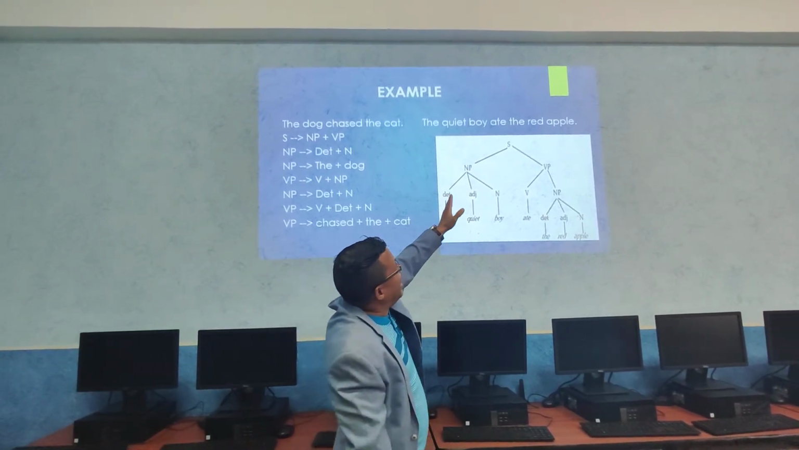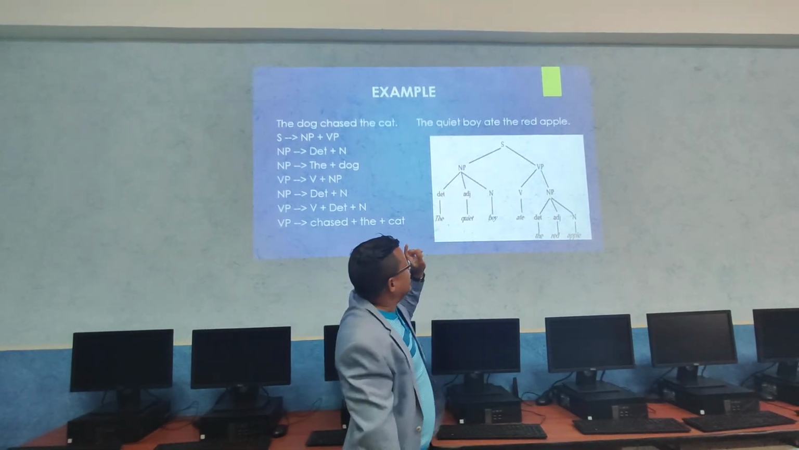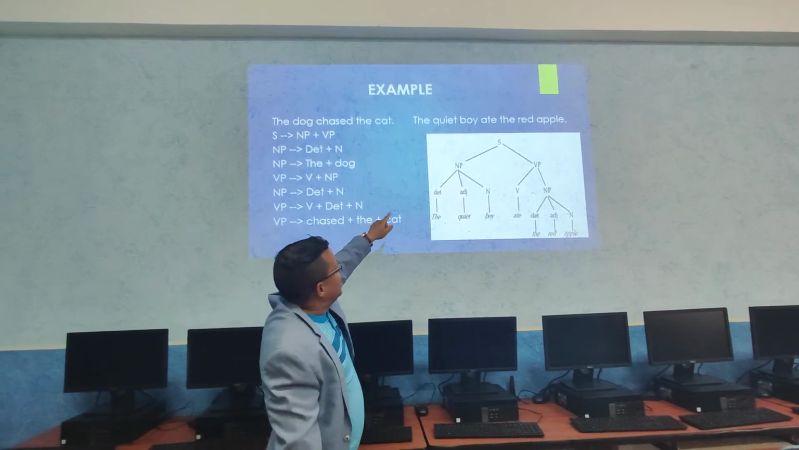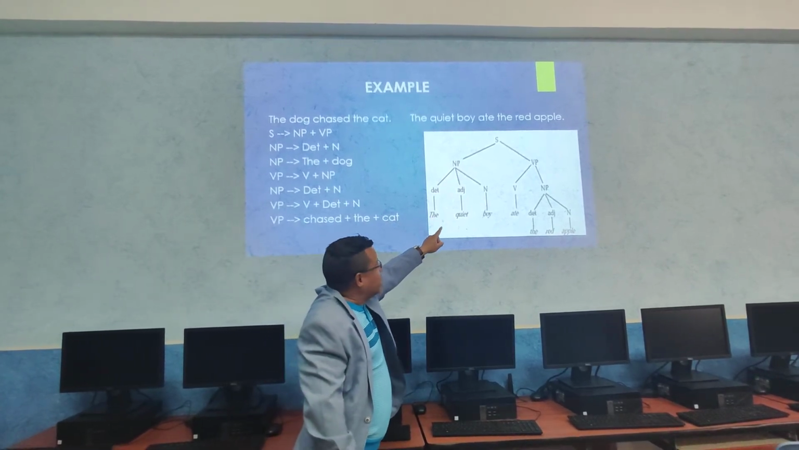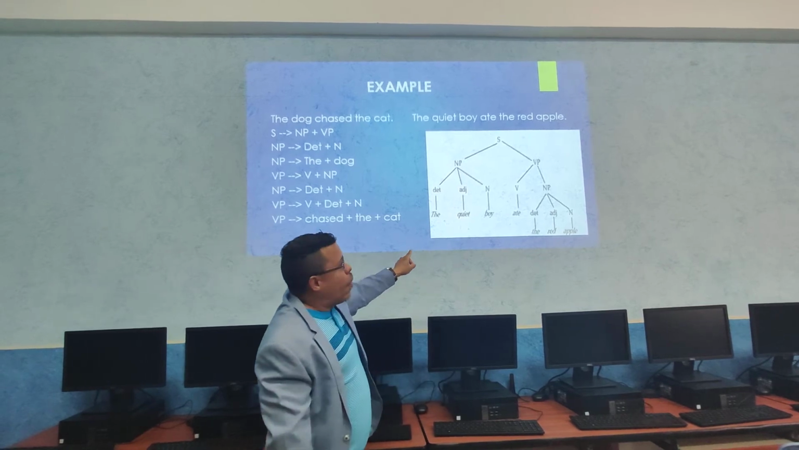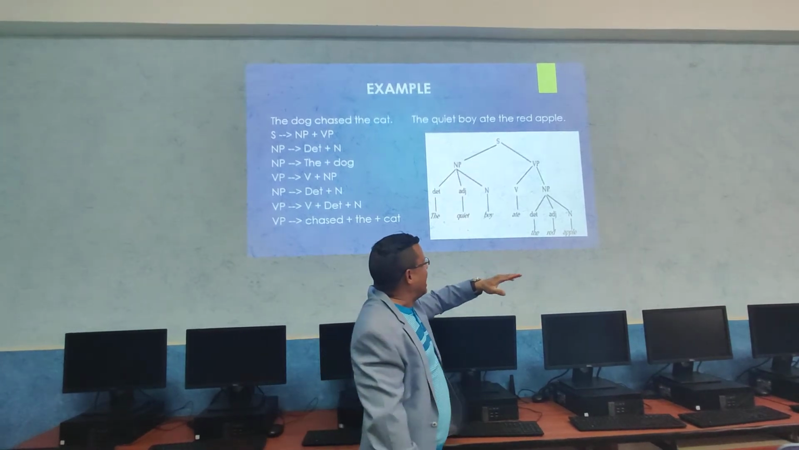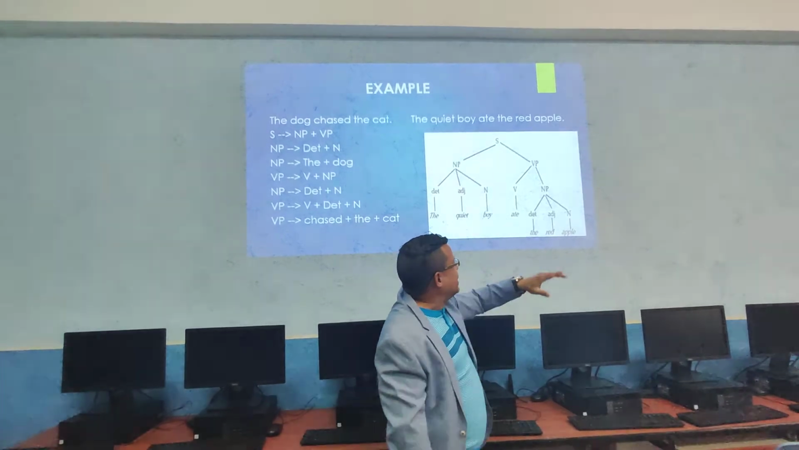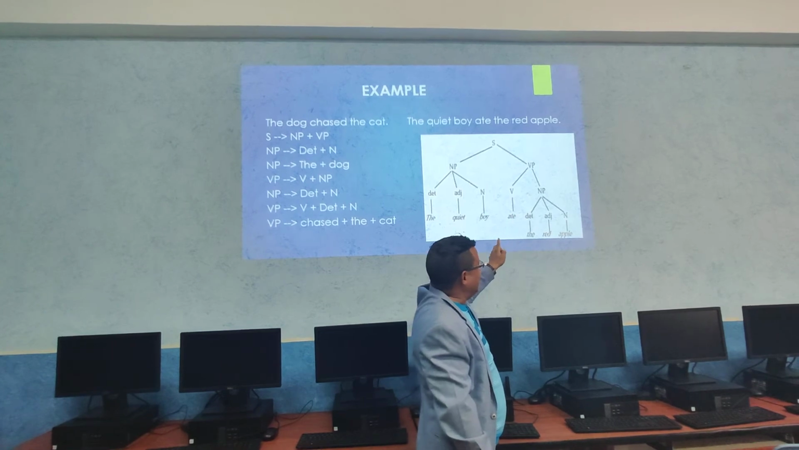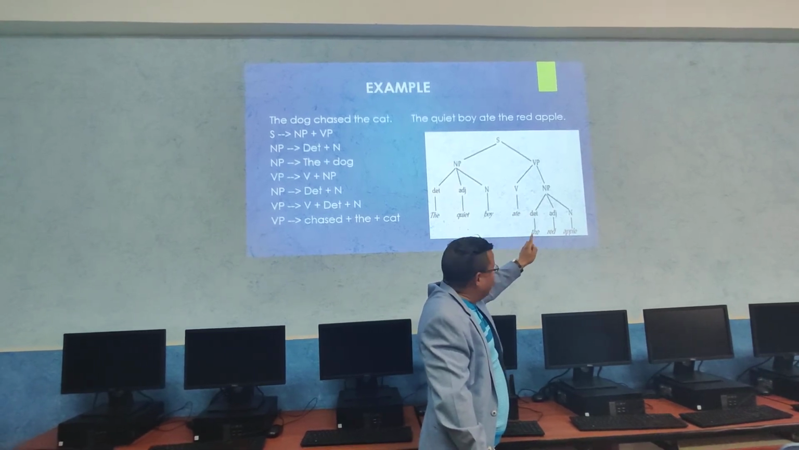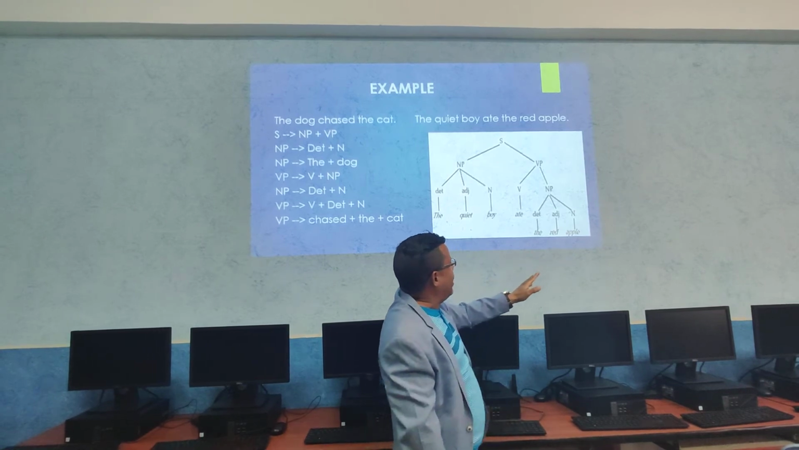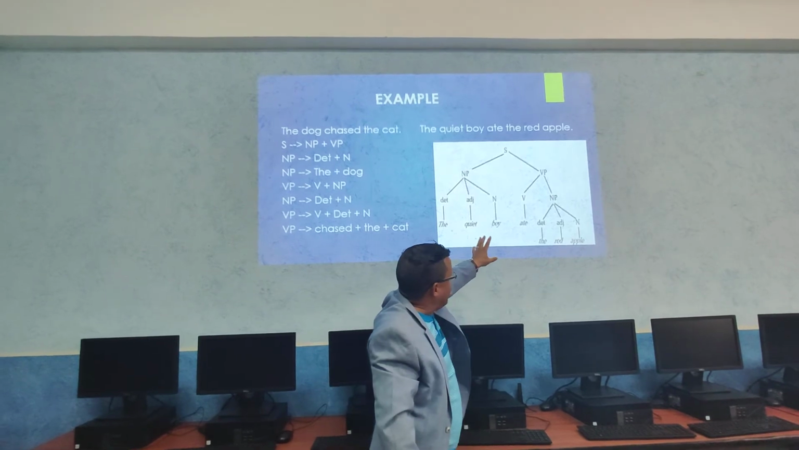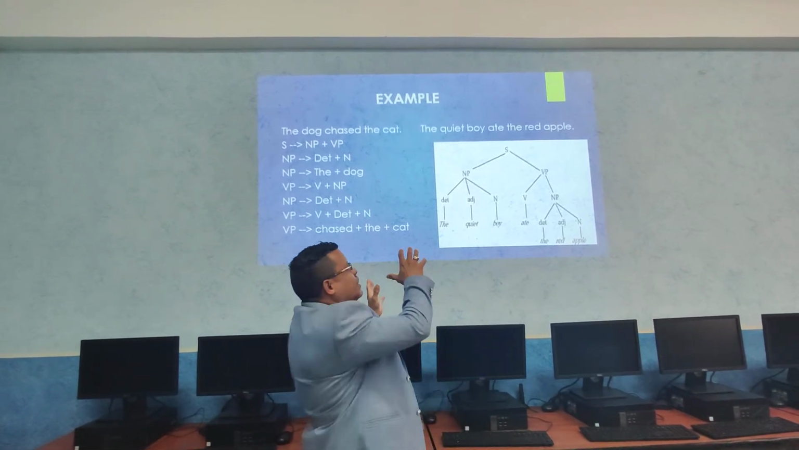The quiet boy ate the red apple. The sentence consists of a noun phrase plus a verb phrase. The noun phrase in this case has a determiner, an adjective, and a noun: the quiet boy. And the verb phrase has the verb plus the noun phrase. The verb is ate, but in this case the noun phrase consists of a determiner, an adjective, and a noun: the red apple. And finally, the sentence, the quiet boy ate the red apple, is illustrated in this way.